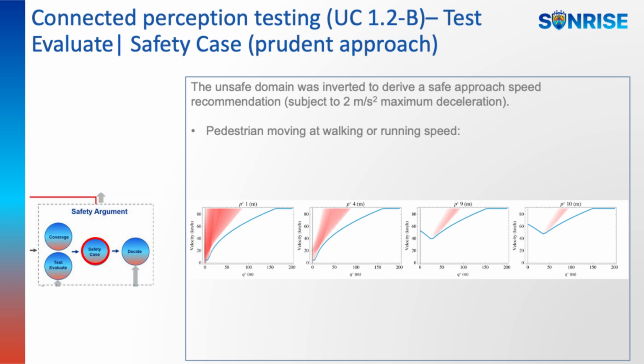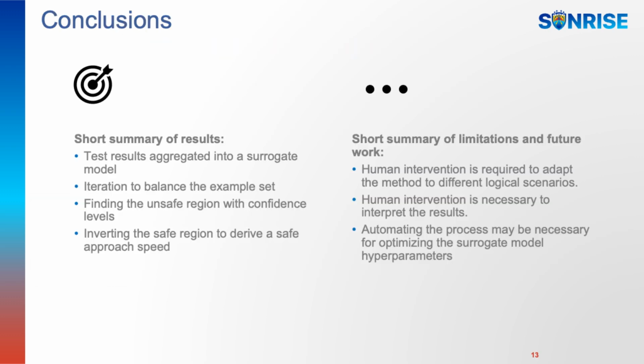The unsafe domain was inverted to derive a safe approach speed recommendation, subject to 2 meters per square second maximum deceleration. The picture shows the safe speed, i.e., the speed that allows the ADS to stay out of the unsafe region, for pedestrians either running or walking. In this video, we have shown test results aggregated into a surrogate model, iterations to balance the example set, finding the unsafe region with confidence levels, inverting the safe region to derive a safe approach speed.